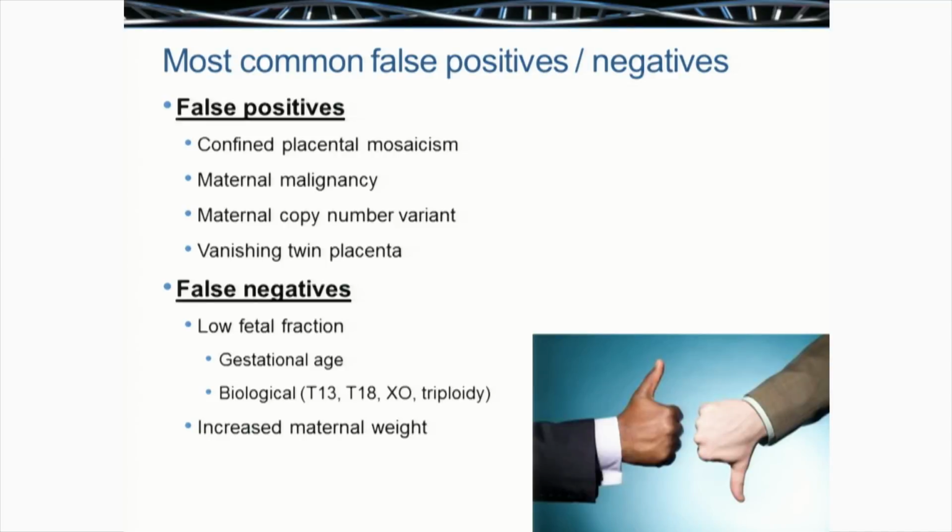So the most common causes of false positives and false negatives: in confined placental mosaicism, that would often be a false positive. So you have an alteration that's present in the placenta that's not present in the fetus. Maternal malignancy, the copy number variance in the vanishing twin. And then anything that's causing a low fetal fraction, so gestational age. So right, when that study I showed you, if you're sending a non-pregnant woman, then hopefully the fetal fraction is going to be low. The cell-free DNA is going to be low in that context. Or if you have any sort of a biological context. And we talked about increased maternal weight being another factor that decreases that overall fetal fraction.